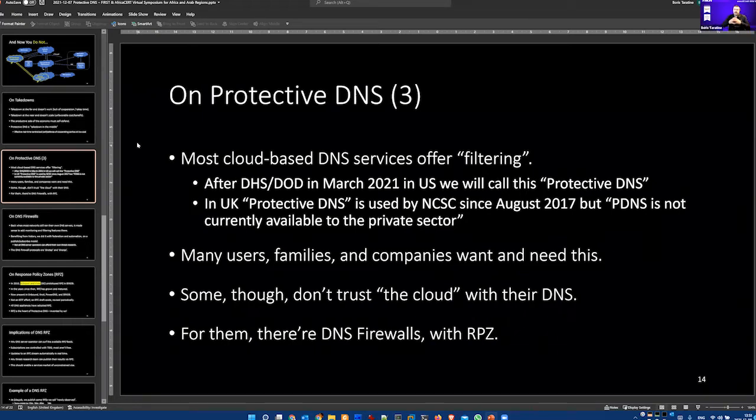Okay, let's continue. Protective DNS, number three. Yes, we do have cloud DNS providers and they offer some filtering. I already mentioned that the UK government and US government have a strong recommendation on protective DNS. They recommend it not only to organizations, but also to the private sector, to private citizens. In the UK though, it is not available. Yes, you can use one of the recommended cloud providers if you want to. And of course, not every household would be able to run their own DNS, right? But you have already heard the reasoning why you potentially should consider that.